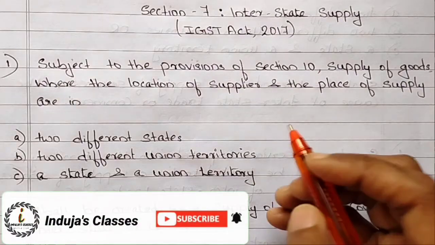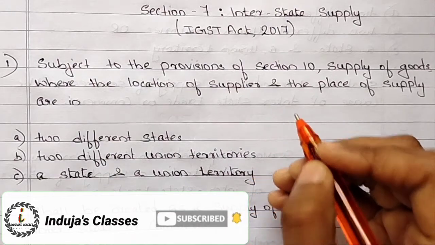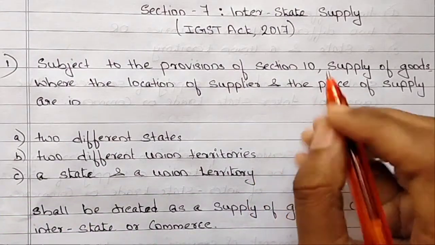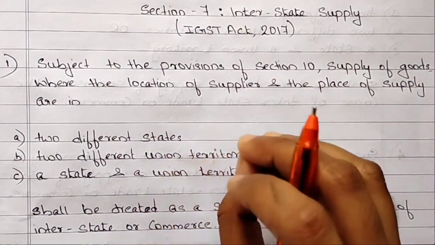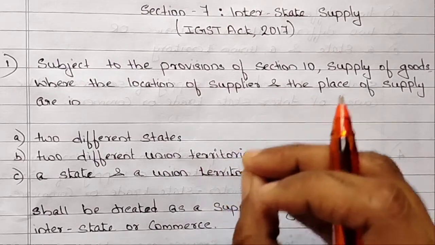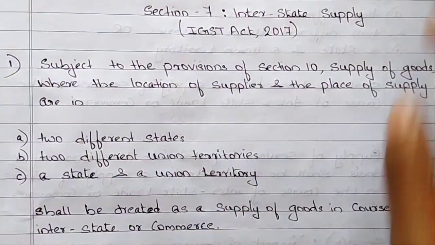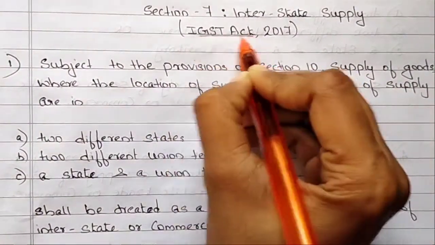Hi friends, in this video we are going to discuss the interstate supply, that is section 7 of the IGST Act. First of all, we have to understand what is interstate supply and intrastate supply. After that, we can discuss the levy of GST in the coming video. So, section 7 of the IGST Act 2017.